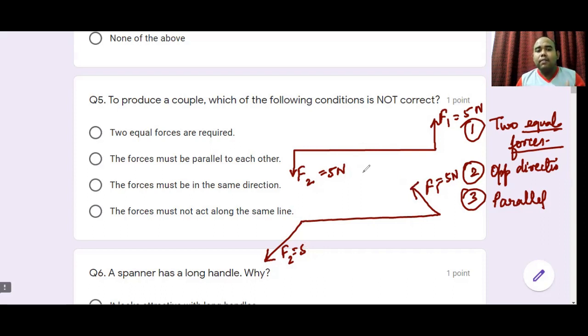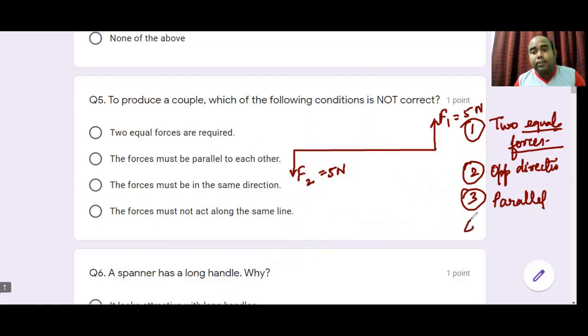And of course, when they act in opposite directions, obviously they automatically become parallel also. ये बात हो गई. Third, जो fourth जो point है couple होने के लिए वो है both of the forces must not act in the same line.